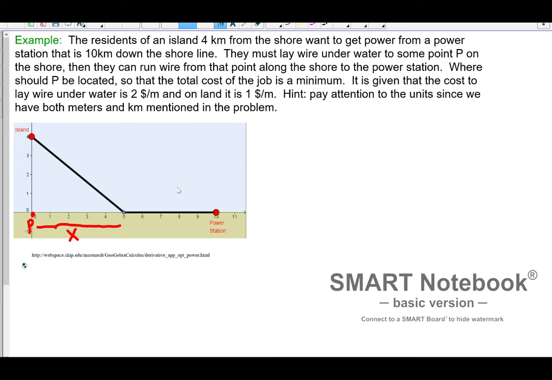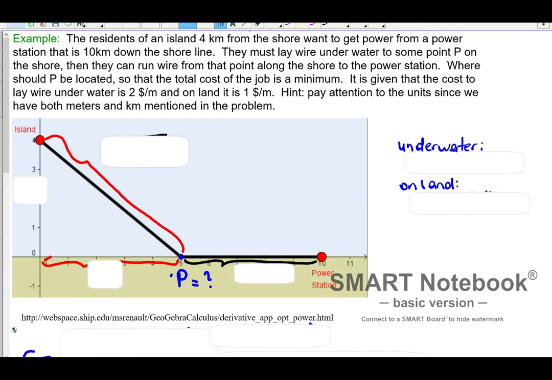So for this question, it will be helpful, first of all, to write down the cost equation. Okay, so we're calling this side X. Actually, I changed it a little bit, so I'm calling this corner point O, and the point where you're going to connect the pipes with the shoreline, I'm calling that point P. We don't know where it's going to be. It's X units away from the origin.